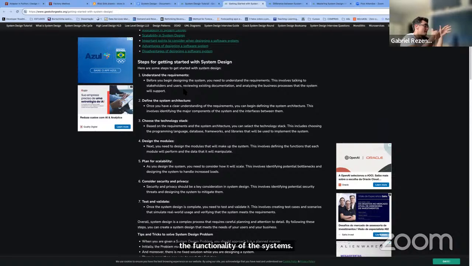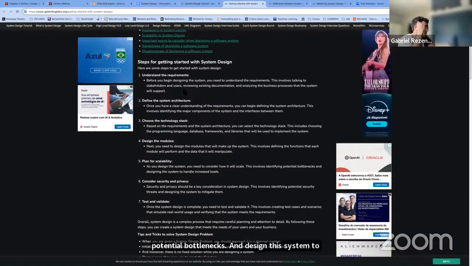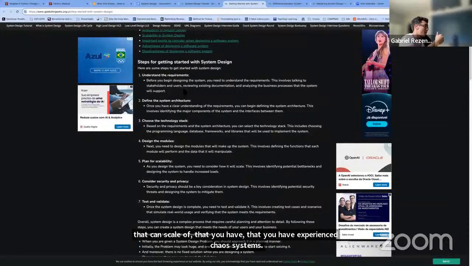And then you can start to talk about scalability. So as you design the system, you need to consider how it scales. This involves identify potential bottlenecks and design the system to handle increased loads. So this is a good opportunity to show to the interviewer that you have experience scaling systems.